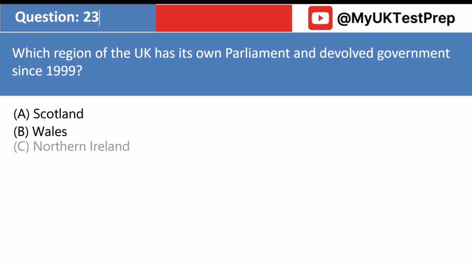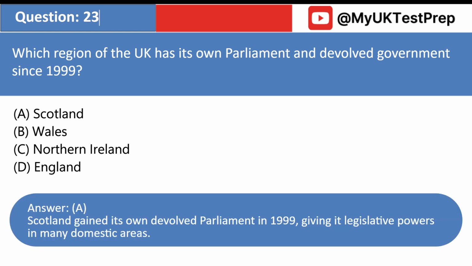Which region of the UK has its own parliament and devolved government since 1999? A. Scotland. B. Wales. C. Northern Ireland. D. England. Answer: A. Scotland gained its own devolved parliament in 1999, giving it legislative powers in many domestic areas.